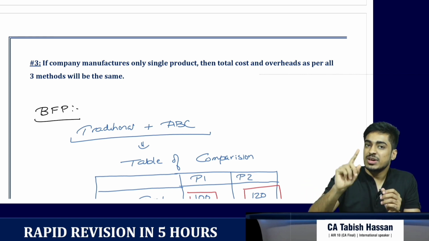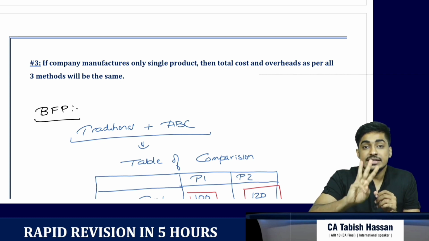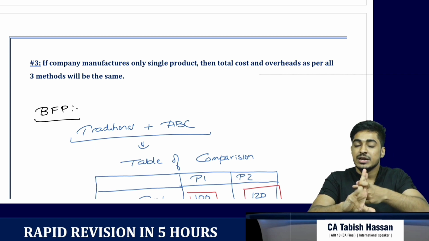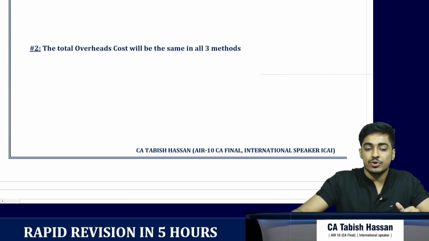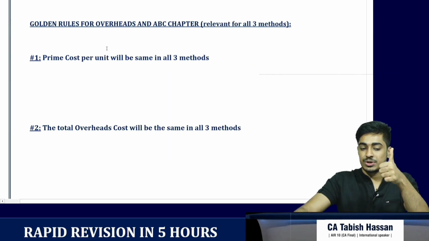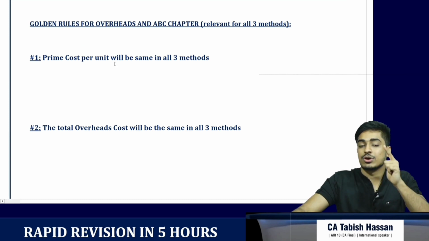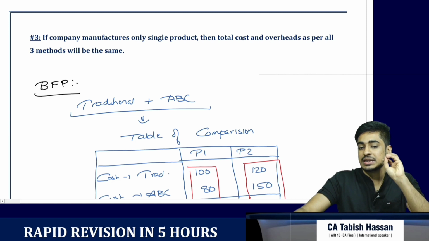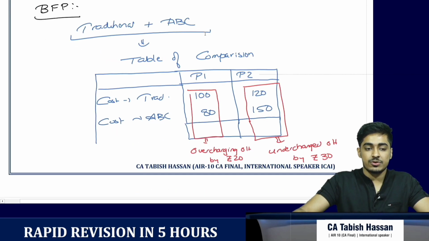Okay, so if the company is manufacturing only a single product, it does not make a difference whether we are following single rate, departmental rate, or activity based costing. So three important points to remember: prime cost per unit will be same, total overhead cost will be same, and if company is manufacturing only single product, then the total cost and overhead cost per unit will be same.